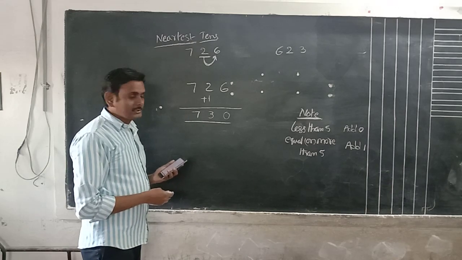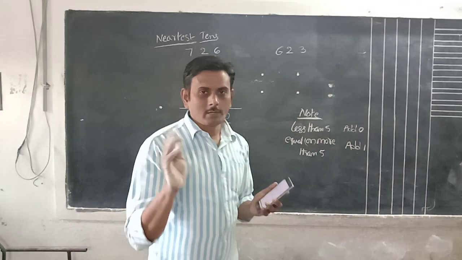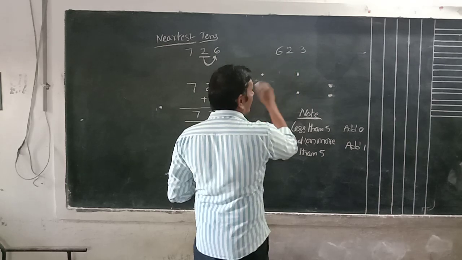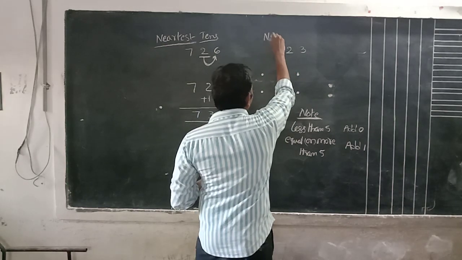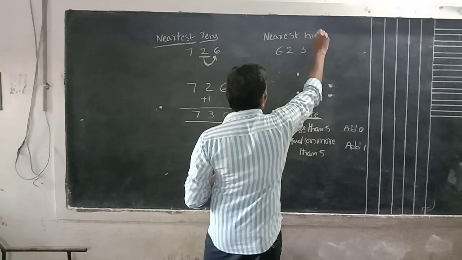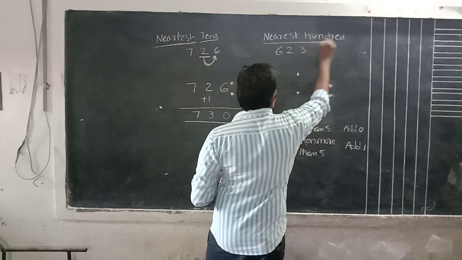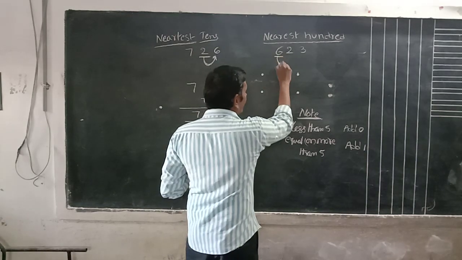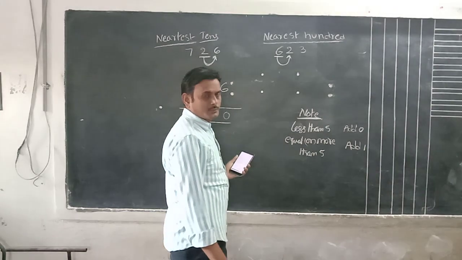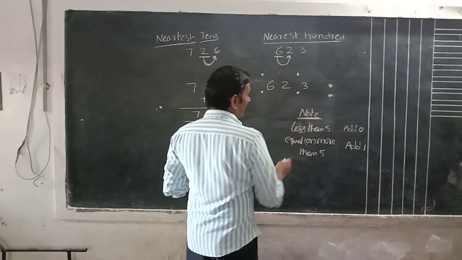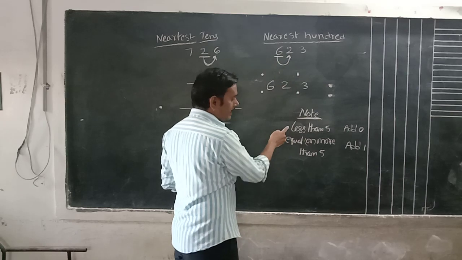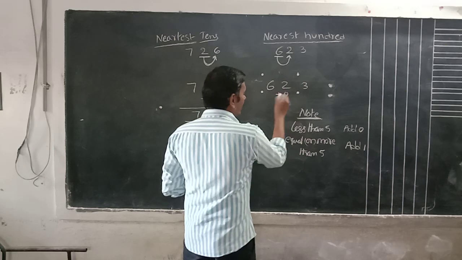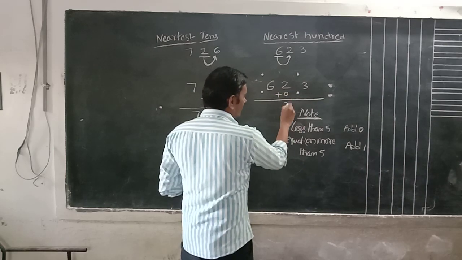This nearest number represents the approximate value, not the exact value. For example, I want to calculate the nearest 100. Already I told this concept. Nearest 100 means we underline the hundreds place value. What is the number beside it? 2. In 623, the 2 is related to the first condition, less than 5, so we add 0. 6 plus 0, 6 only.